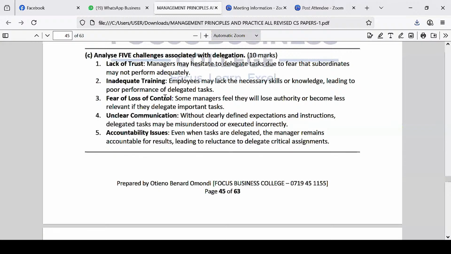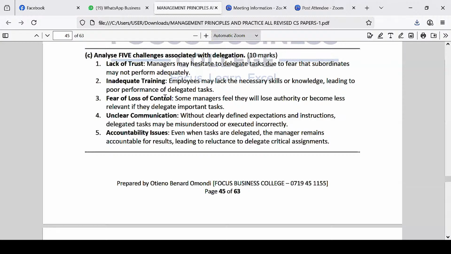So the next question here is asking, analyze 5 challenges associated with delegation. Delegation basically means giving some activities to be carried out by a junior. When you are giving your junior some work that is supposed to be done on your behalf, that is called delegation. So this question is asking us challenges of delegation, or sometimes reasons why some people would not want to delegate. Call them challenges, or why would somebody say that delegation has got the following problems. So what are some of the challenges you are likely to face in delegation?